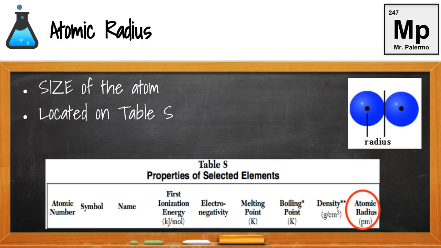The atomic radius is an approximation of the size of the atom. And the values for atomic radius are located on Table S in the right-hand column, and our units are in picometers. So now what we're going to do is look at some of the trends that exist in terms of the atomic radius on the periodic table.